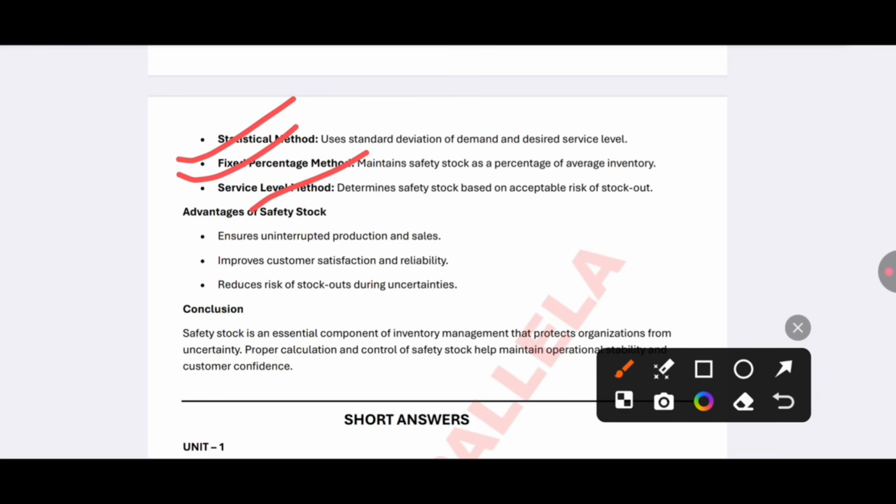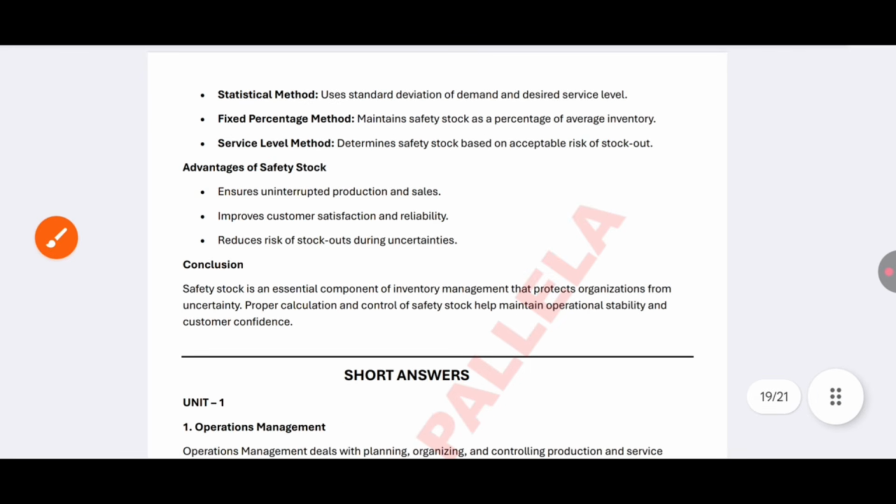So there are many advantages. It ensures sales, improves production, improves customer satisfaction, and reduces risk also. So safety stock is important and it contributes very well in the organization, but proper calculation and proper controlling is very much important in safety stock.